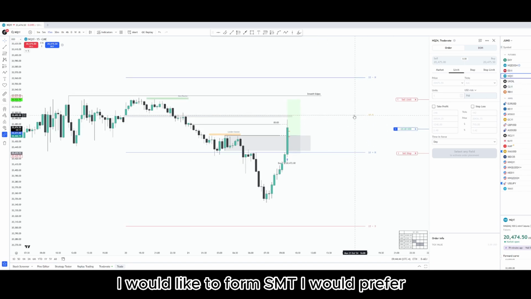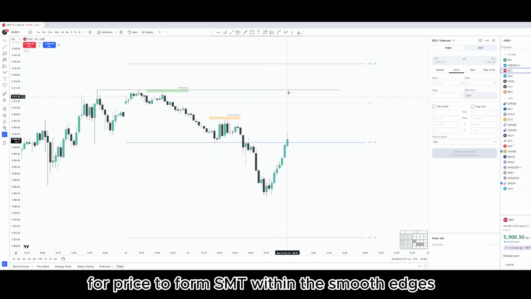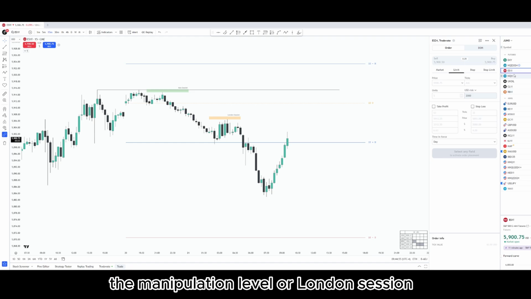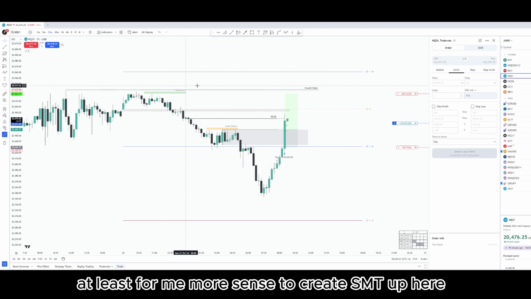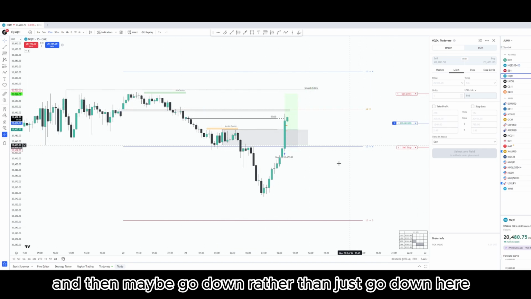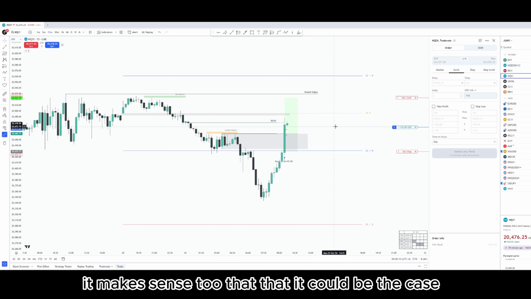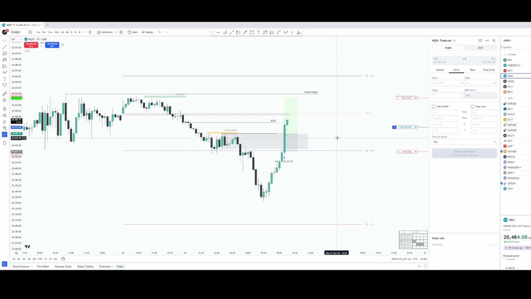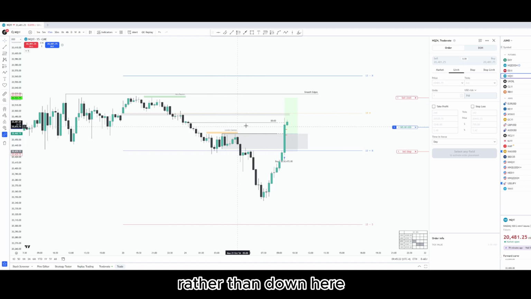If we form SMT, I would prefer for price to form SMT within the smooth edges with AC session rather than the manipulation level or the London session. It would make, at least for me, more sense to create SMT up here and then maybe go down rather than just go down here at midnight open. I mean, it makes sense too that it could be the case, but looking how strong NQ looks, I would really like to see the SMT form over here rather than down here. Now it's just time to wait.